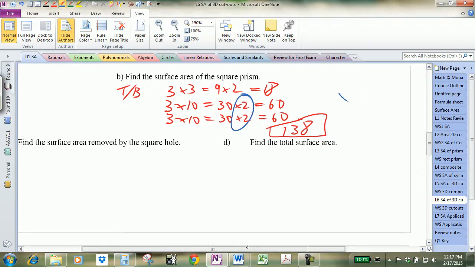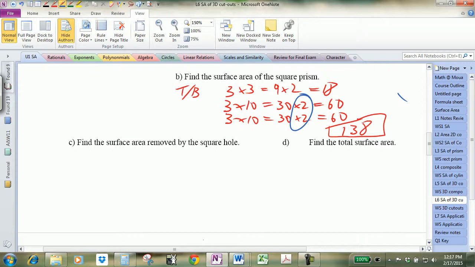Okay, so surface area removed by the square hole. It's a square, not a circle now. How many do we have? 4. Okay, so it's going to be 4s squared. It's not the number 5, folks. It's an s. So it's going to be 4 times 3 squared, 4 times 9, 36.